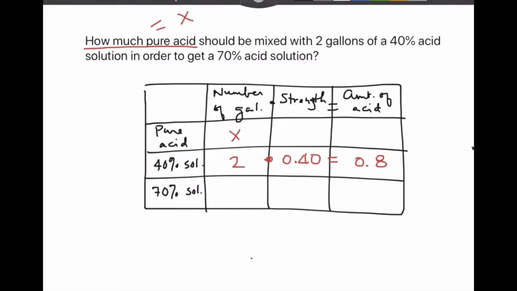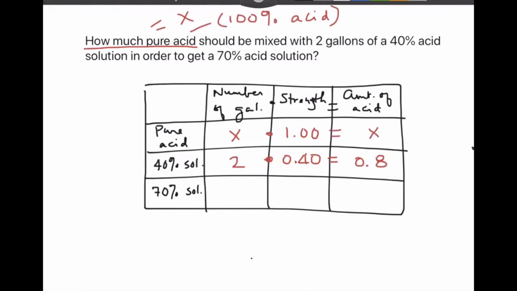So the strength of acid in the pure acid would be 100%, which I'm going to write as 1.00. Okay, so just notice pure acid means 100% acid. So that means the amount of acid will also be x. x times 1 equals x.